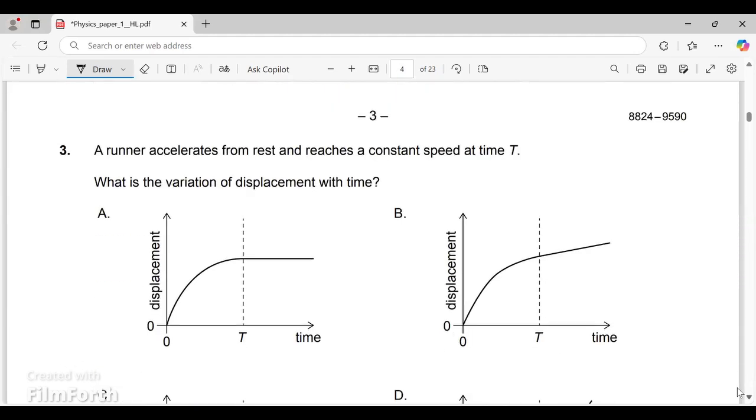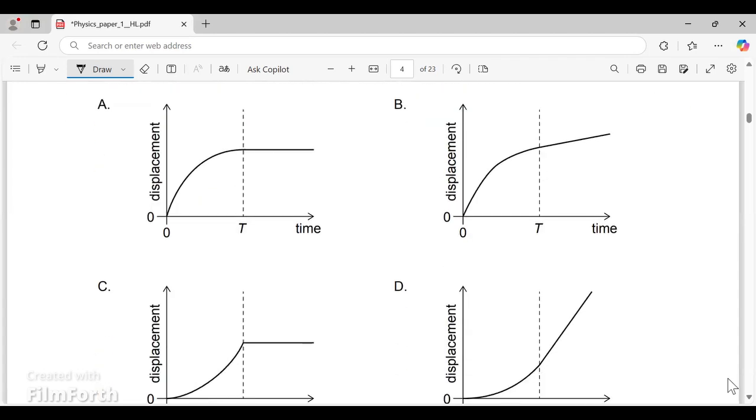Number 3, a runner accelerates from rest and reaches a constant speed at time t. What is the variation of displacement with time? A, B, C, D, which one? The correct answer is D. Why?